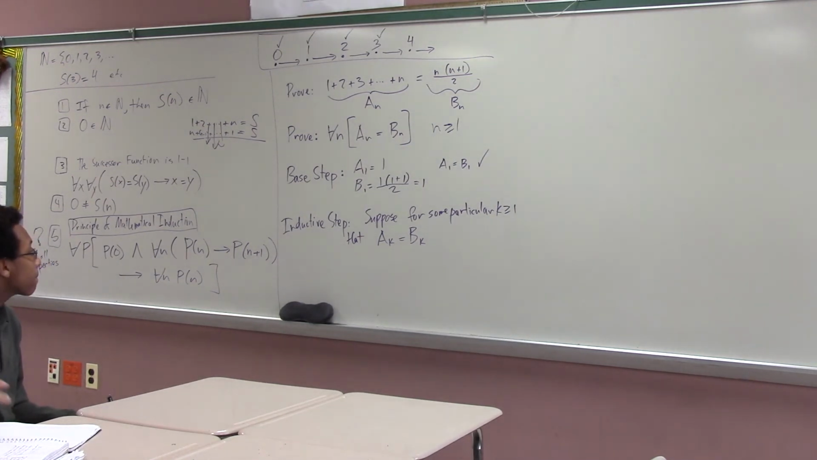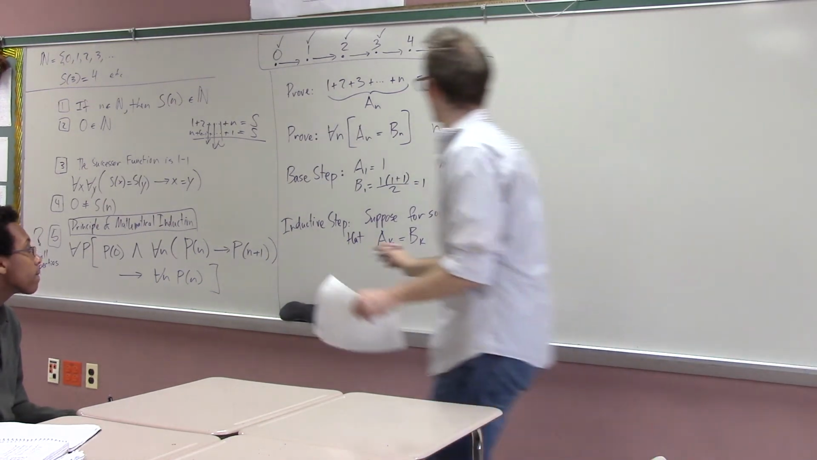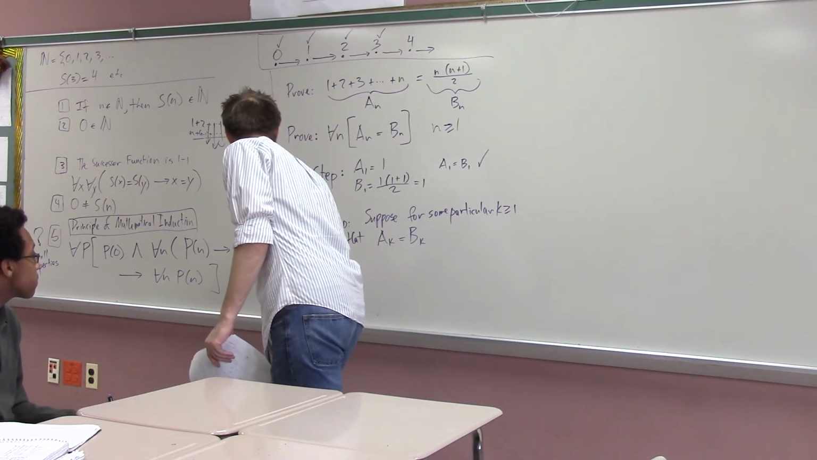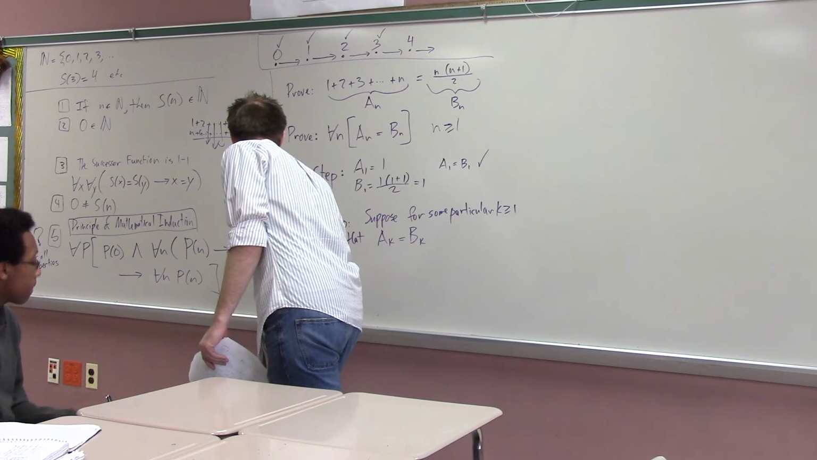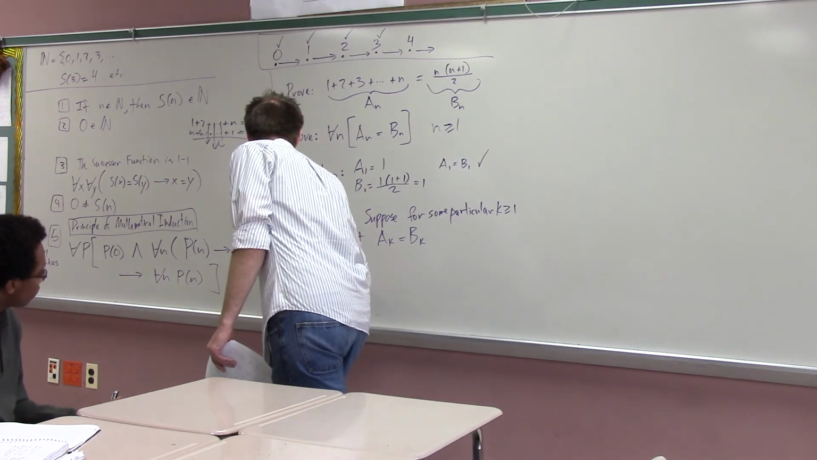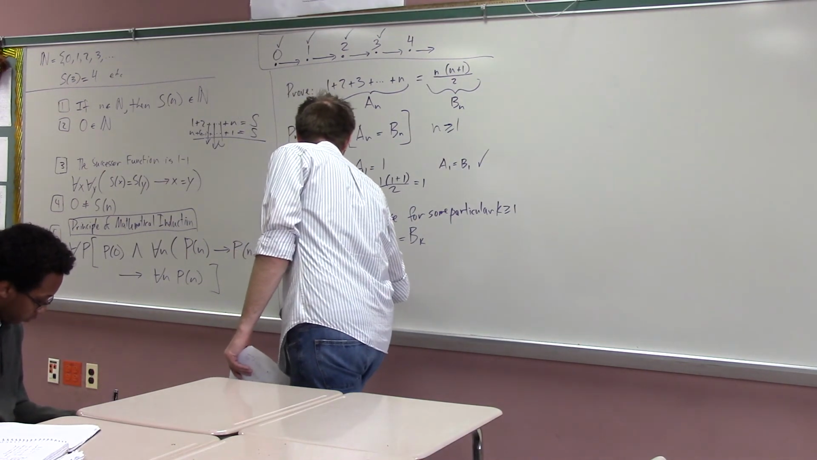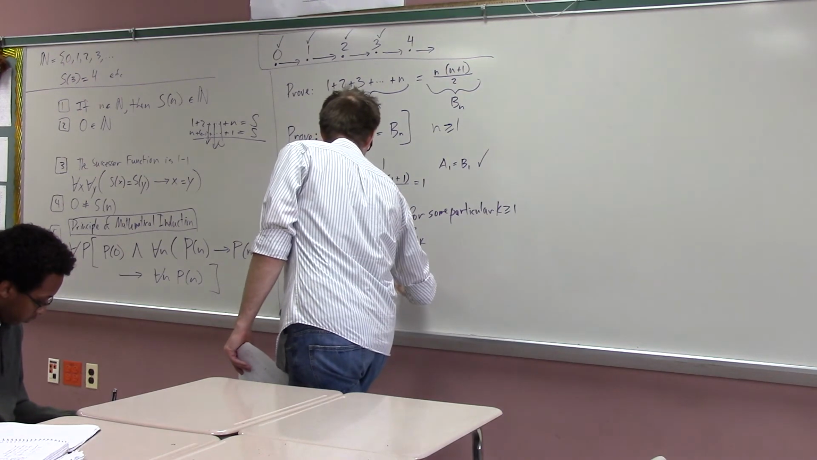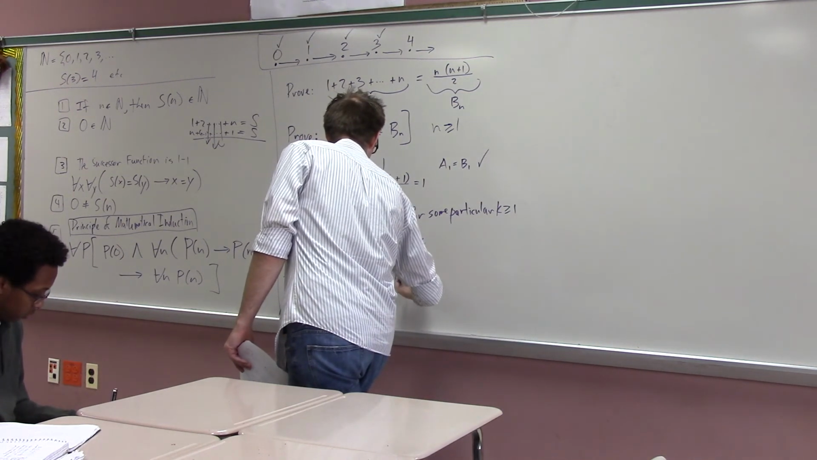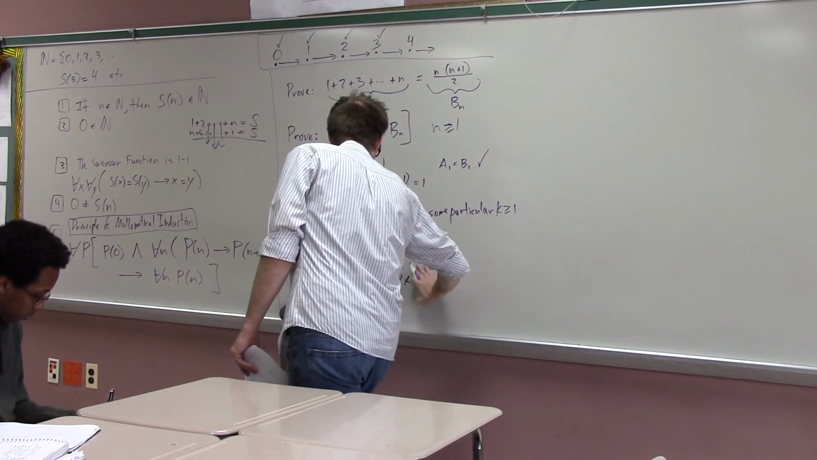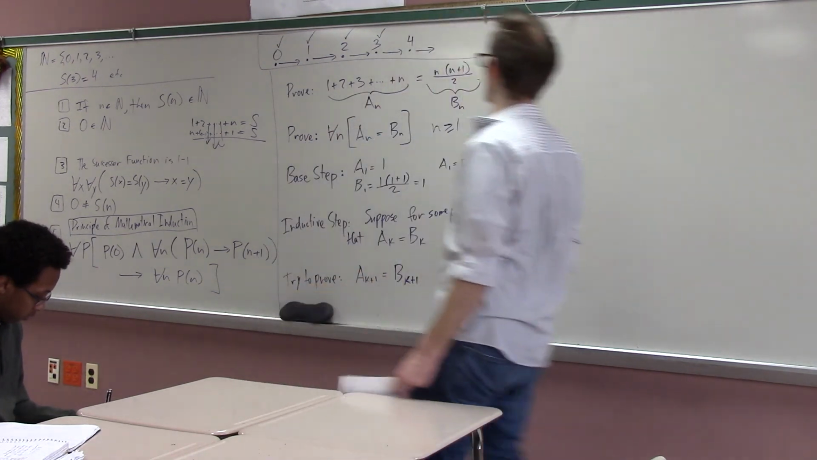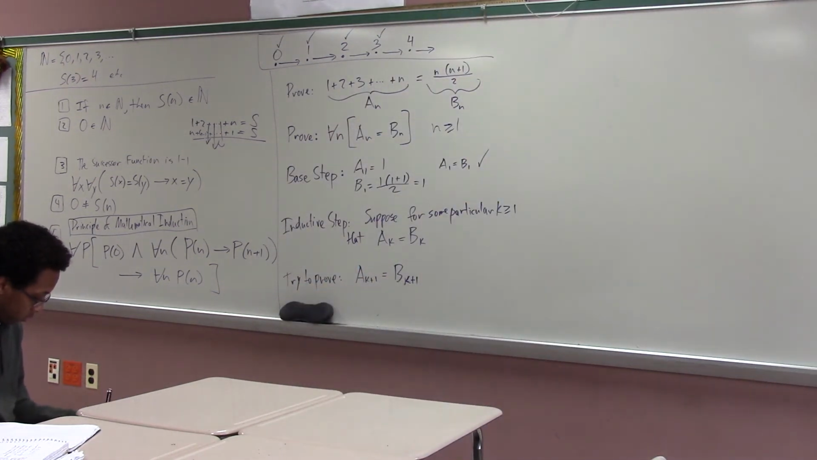In a sub k plus 1, try to prove that a sub k plus 1 equals b sub k plus 1. In other words, what I need to prove is that this property is inherited by the next number. And you have to use that a sub k equals b sub k. I have to use that a sub k equals b sub k.